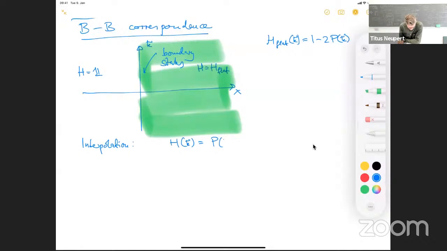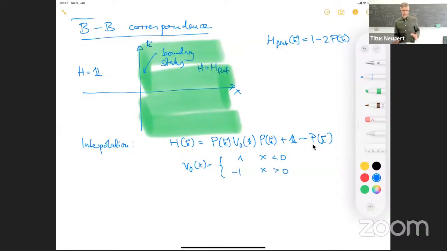First of all, to describe the situation, we use the following Hamiltonian. We use some potential V of X that describes the situation. I'll define it shortly. So V of X is given by 1 for X less than 0 and -1 for X larger than 0. And you can quickly check that these two limits that I promised are exactly happening. If it's 1, then this P cancels out. And if it's -1, then they add up and you get exactly this flat band Hamiltonian.